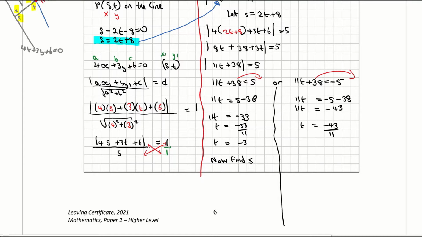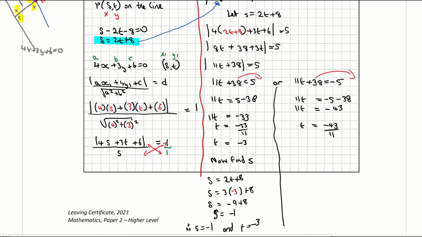So when I come back to my s, we know that s is equal to 2t plus 8. And I'm going to sub in my value for t, which in this case is minus 3. And that's giving me a value for s, which is minus 9 plus 8, which is giving me s as equal to minus 1. So my value for s and t in this case are, so therefore s is equal to minus 1 and t is equal to minus 3.